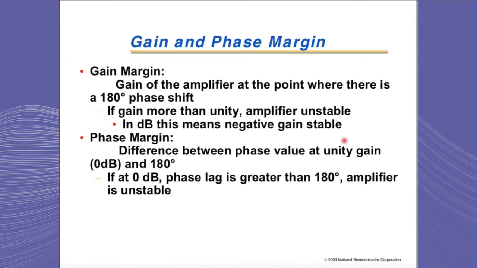Phase margin is the difference between the phase when gain is unity or 0 dB and 180 degrees. If at 0 dB, the phase lag is greater than 180 degrees, the amplifier is unstable for the reasons that we just mentioned, because that would imply that the gain margin is positive.